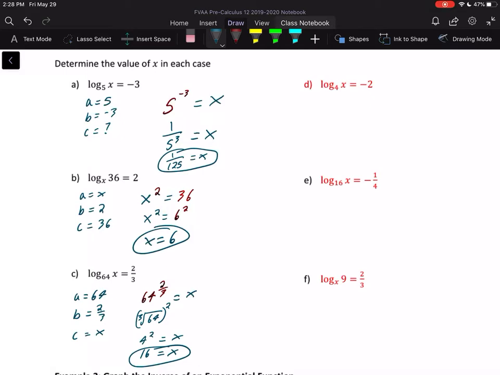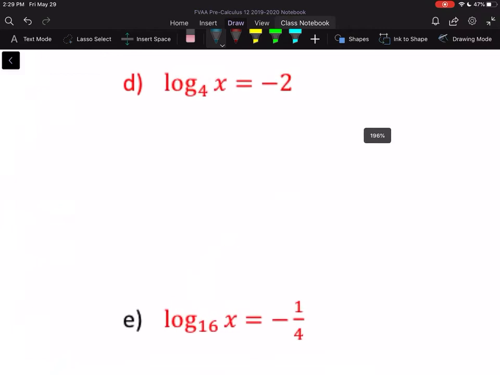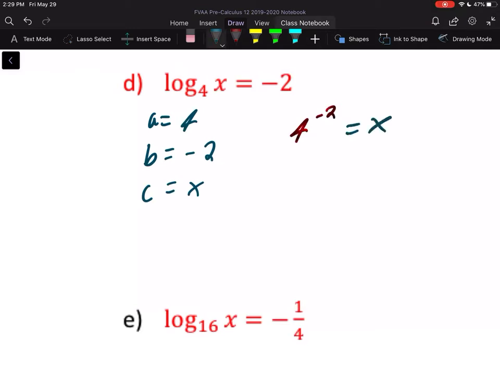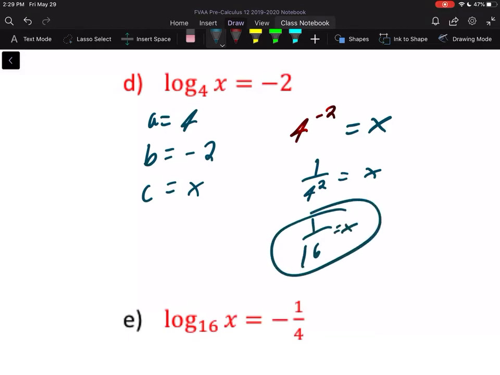All right, hopefully that went well for you. Let's get to work. So a is equal to 4, b is equal to -2, and c is equal to x. So that means that 4 to the -2 is equal to x, which is 1 over 4 squared is equal to x, which is 1 over 16 is equal to x. That's your final answer.